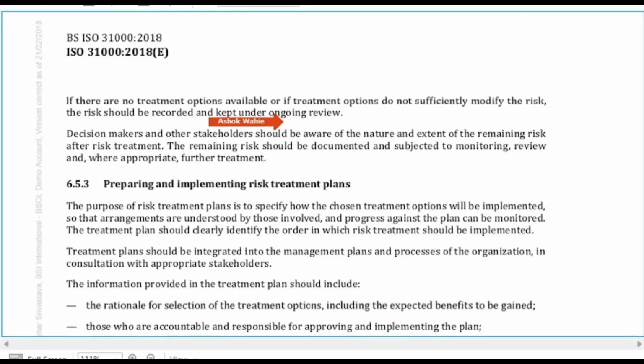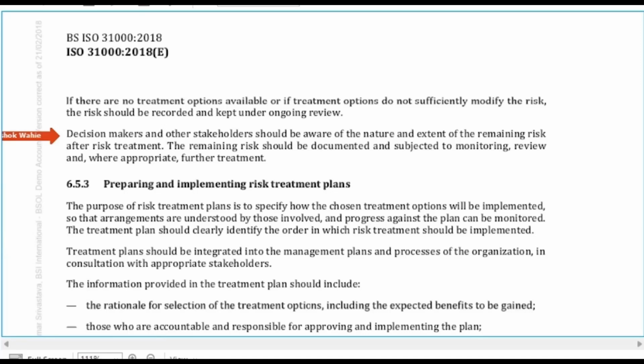The last point again is very important. Take a minute to read. The decision makers and other stakeholders should be aware of the nature and extent of the remaining risk after treatment. The risk remaining after treatment is equal to residual risk. The remaining or residual risk should be documented and subjected to monitoring, review, and where appropriate, further treatment. Underline this line.